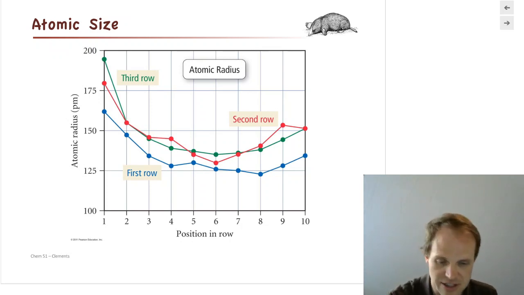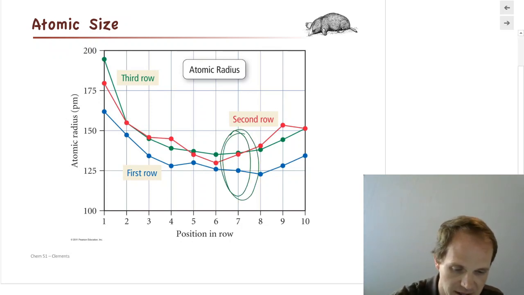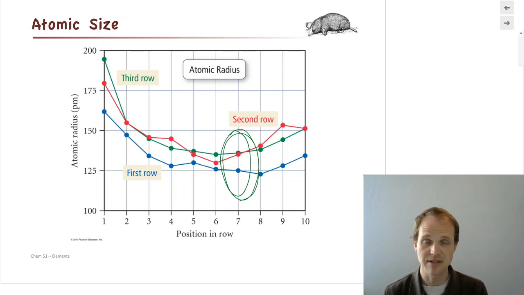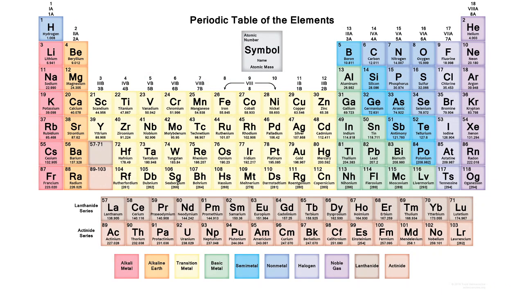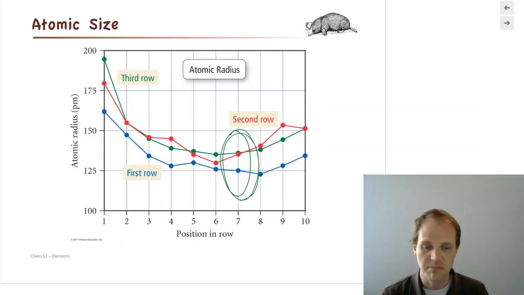So let's just pick kind of a random element here. Let's pick the 7th element of the transition metals. And if you go over to a periodic table, what's going to be the 7th transition metal? We just count across. And so we've got scandium, titanium, vanadium, chromium, manganese, iron. Oh, that would be cobalt as our 7th one, but it doesn't really matter.